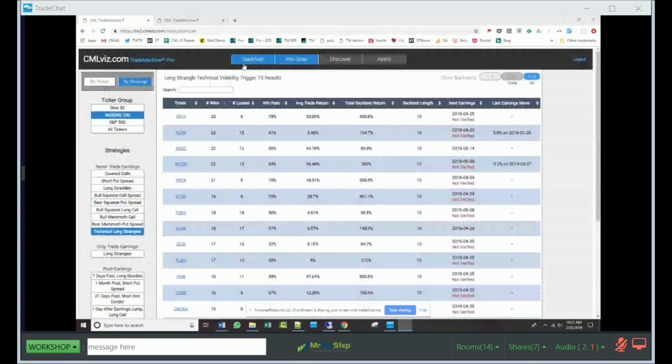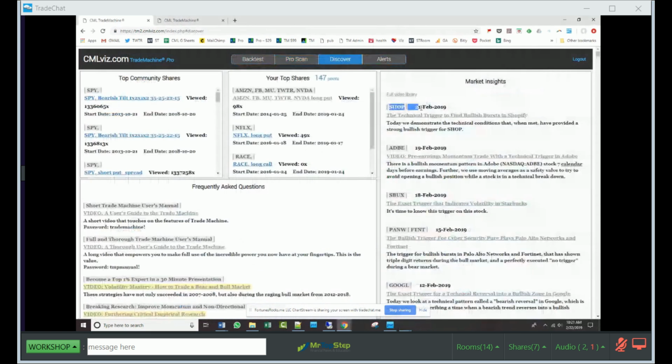You can just start in the backtest tab if you have ideas you want to test, and go to the alerts tab, whatever you like. And finally, we have the discover tab, which helps you get started. We write 3 articles a week. Remember that Adobe video we started with? Here it is. It was no great discovery. I had already done it.